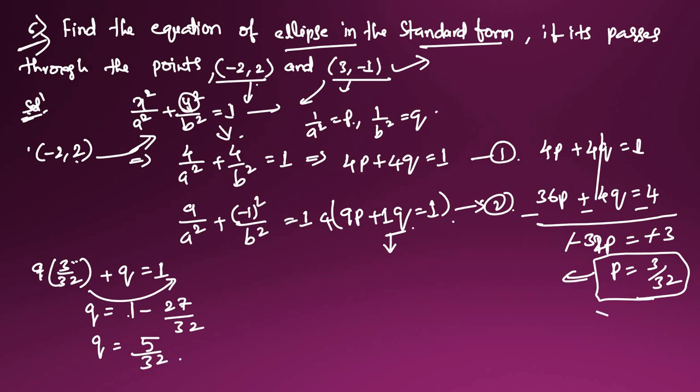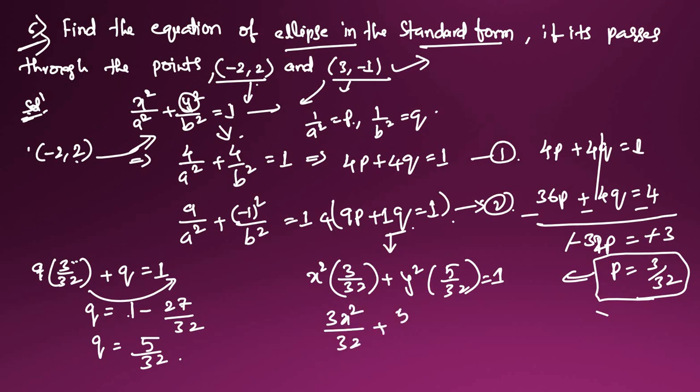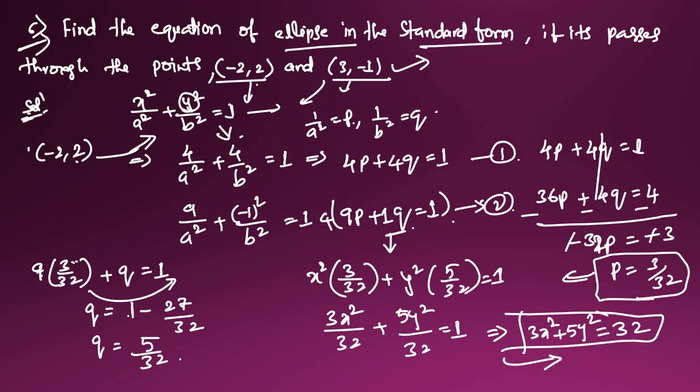Actually, what is p equal to? p is equal to 1 by a square, no? So we'll substitute these values in that one, and then we'll get the answer here. In the x square, in the p place I write 3 by 32, plus y square, I will write 5 by 32, is equal to 1, no? So this is 3x square by 32 plus 5y square by 32 is equal to 1. What is the LCM here? LCM is 32. So it will become 3x square plus 5y square is equal to 32. So this is the answer of the sixth question in the standard form.